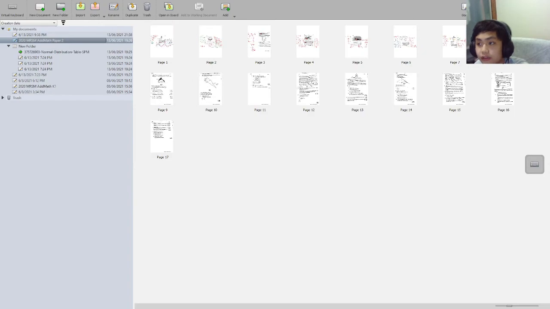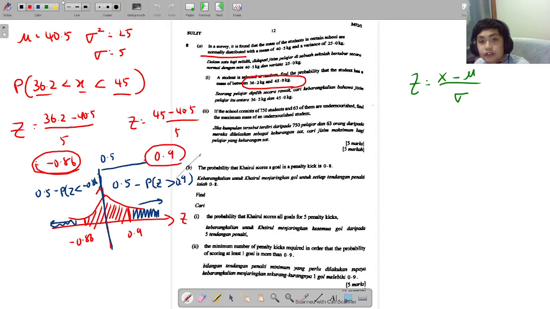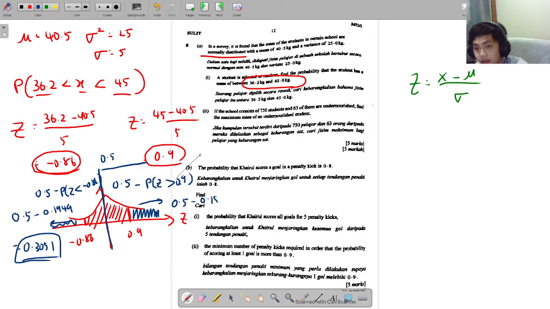Okay, right. So from here, I'm going to go back. We know that we're going to take 0.5 minus, so this is negative 0.86, right? That is 0.1949. So that is 0.3051, right? So this is the probability after minusing. Then for the other side, it is 0.5 minus 0.1841, so it's 0.3159.